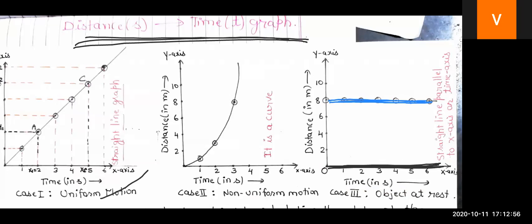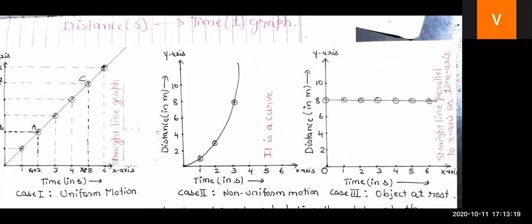First one, for uniform motion, it is a straight line graph, right? For non-uniform motion, it is a curve. And third, when the object is at rest, the distance-time graph is a straight line parallel to the x-axis or time axis. Right, children? Now, are we clear with these three graphs? Okay. So let's proceed. How can we calculate speed from a distance-time graph?